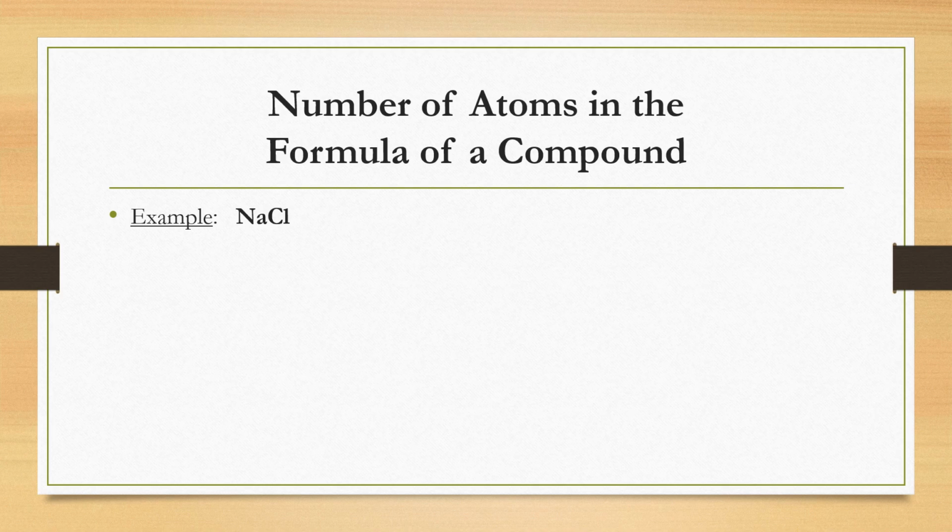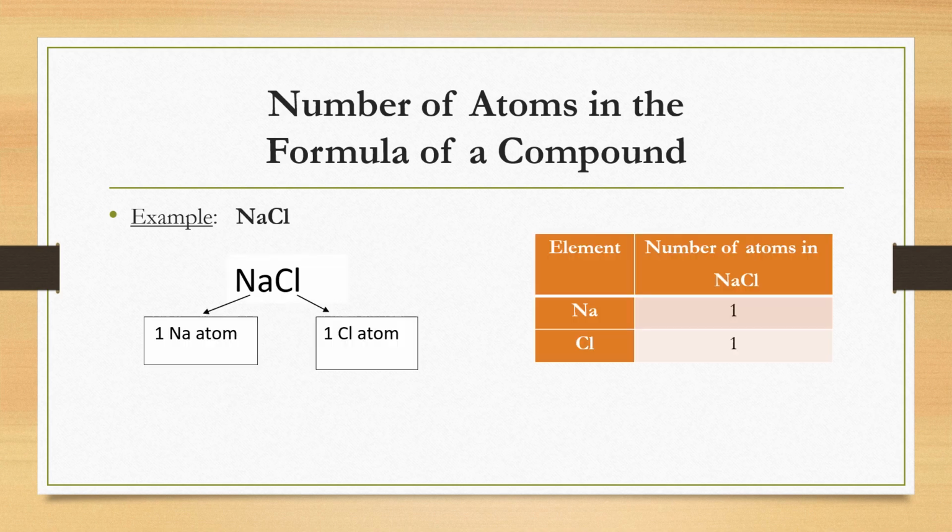Today, you will learn how to count the number of atoms in a formula. Let's have a look at the formula of sodium chloride, NaCl. Recall, when there is no subscript for a particular element in a formula, it means that there is one atom of that element. Thus, in NaCl, there is one atom of sodium and one atom of chlorine.